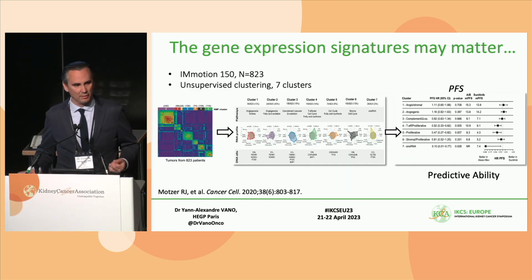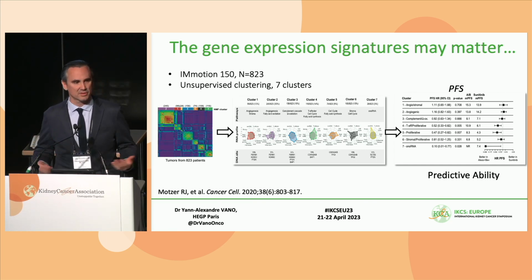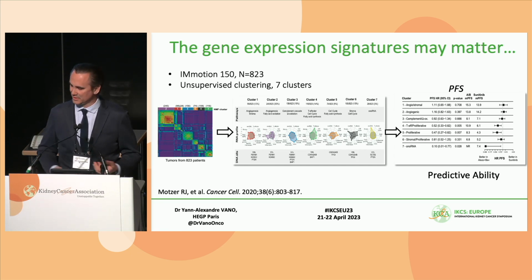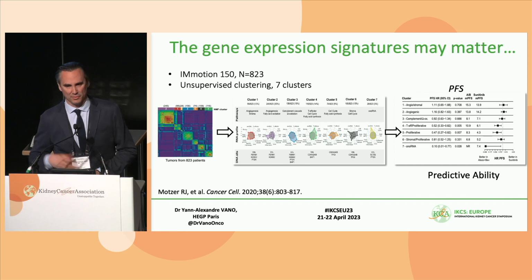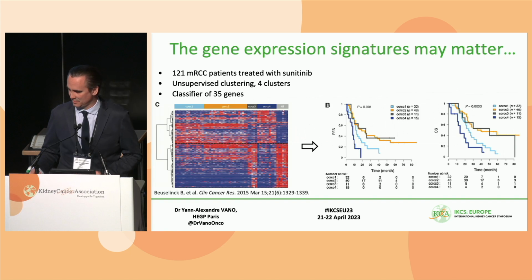And in the same trial, Bob Motzer and colleagues have a different approach by an unsupervised clustering, and they describe 7 distinct clusters with different RNA profiles, distinct DNA alteration, and distinct biological pathway. And some of these pathways and these clusters were associated with atezo-bev or sunitinib superior efficacy. I think it's very important to see this. How could we translate this data into clinical trial? And I will show you later a new initiative on that topic.